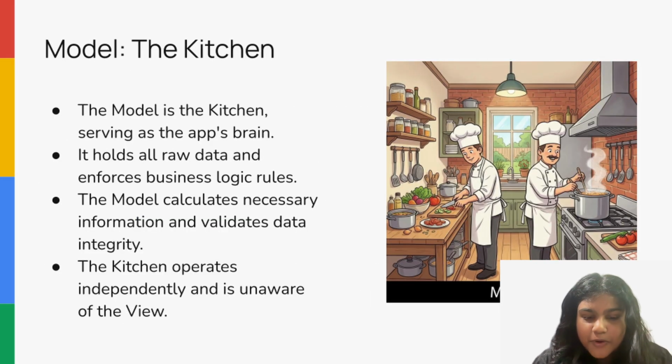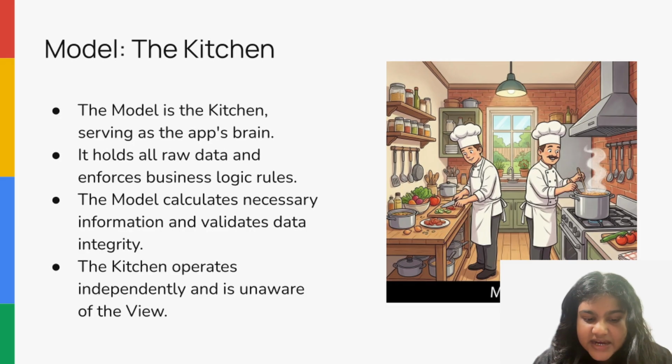Now let's look at the model, or the kitchen. In a computing context, the model is the brain of the application. It is responsible for the single source of truth. This layer holds the raw data, whether it's coming from a local database, a REST API, or a cache. But it's not just a data warehouse. It enforces business logic as well. For example, if you're building a banking app, the model is responsible for checking if a user has sufficient funds before a transfer. It validates data integrity.